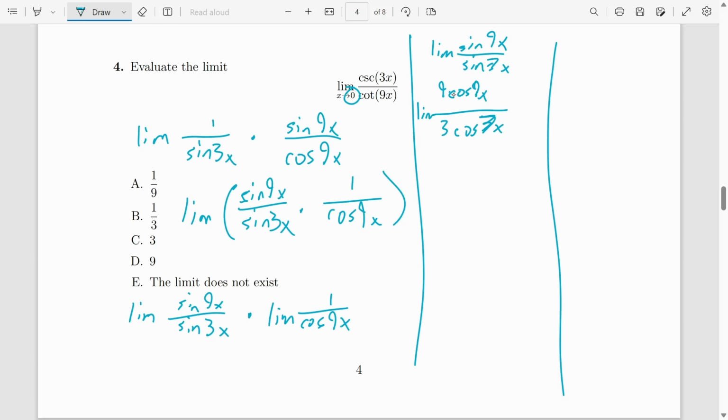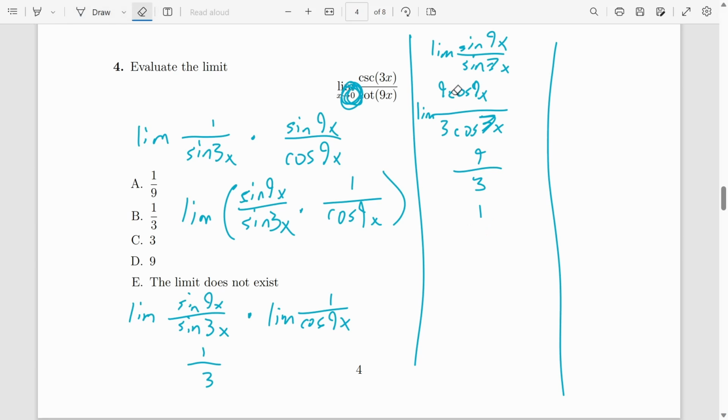So still doing the limit of all that. Now if we just plug in 0, the value that x is approaching, we'll get 9 times cosine of 0, and cosine of 0 is just 1. So this is just 9 over 3, no more limits anymore. It's just 9/3.